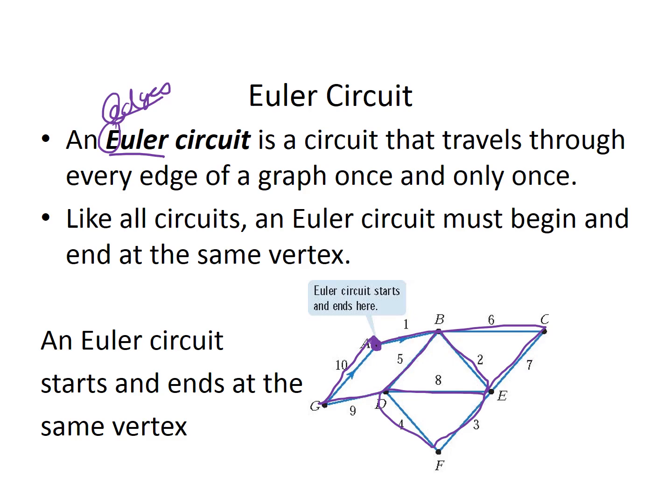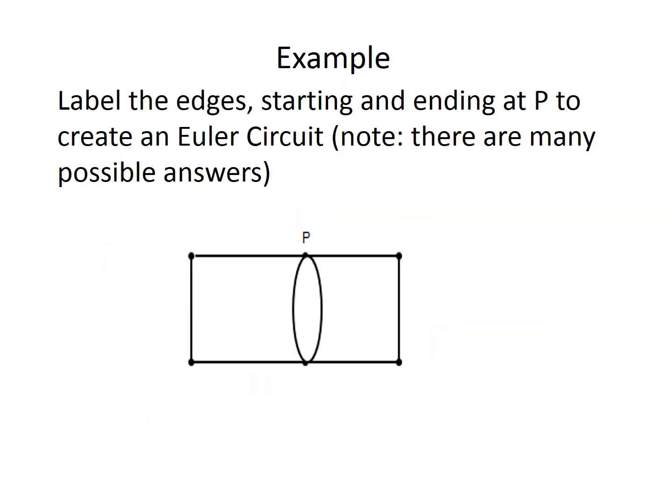But not all graphs are going to have an Euler path or an Euler circuit. So we're going to decide which ones do and don't. But it looks like we have one more example. Label the edges starting and ending at P to create an Euler circuit. So we're going to start at P. So there's many different possibilities, right? It tells you that here.